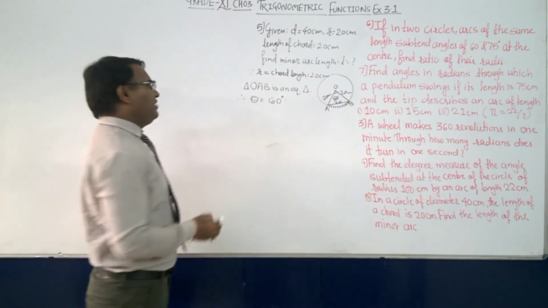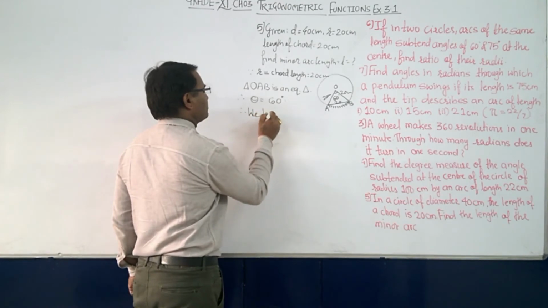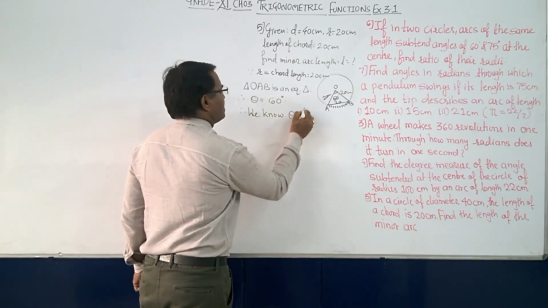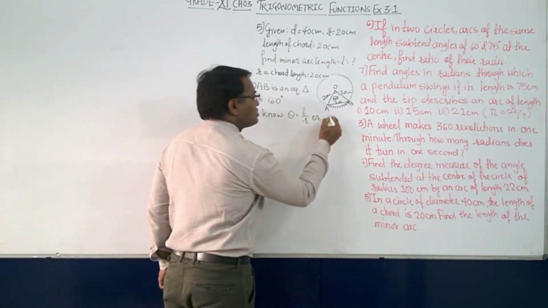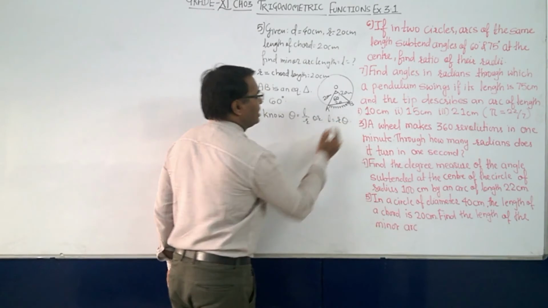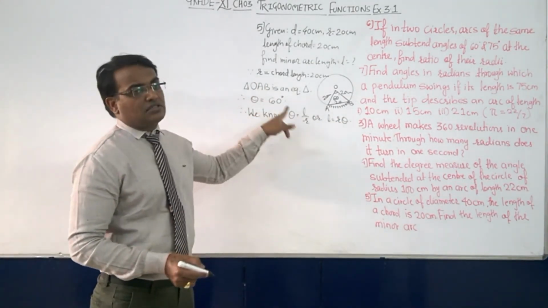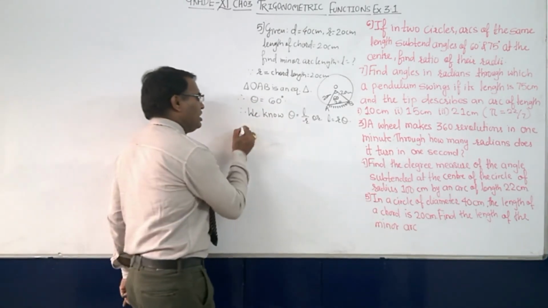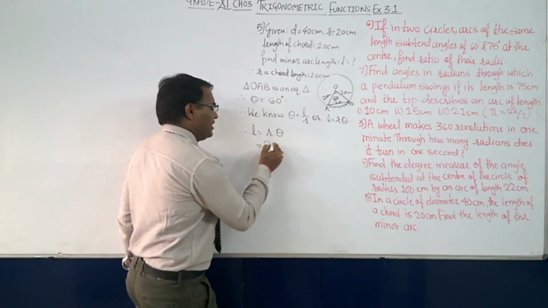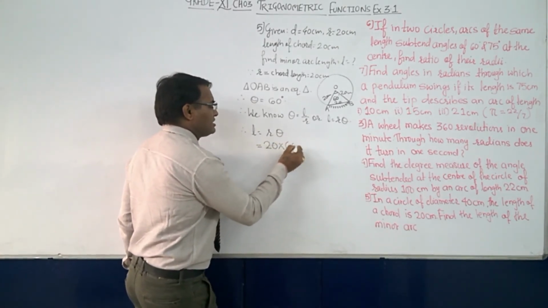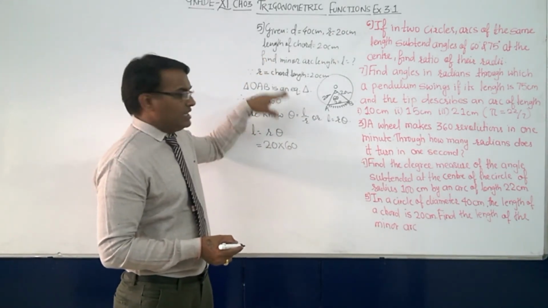Right. Now if we use this formula, which one? We know theta is equal to L by R, or what we can say, we have to find out this L. So L is equal to R theta. Okay, but remember that this theta will not be in degrees. This theta will be in radians. Okay, therefore L is equal to R theta will become, what is R? 20. And what is theta? Here 60 degrees. We wanted the arc length in radians.